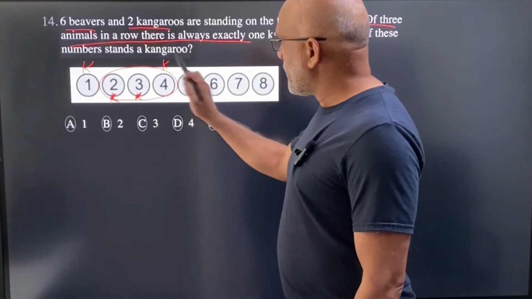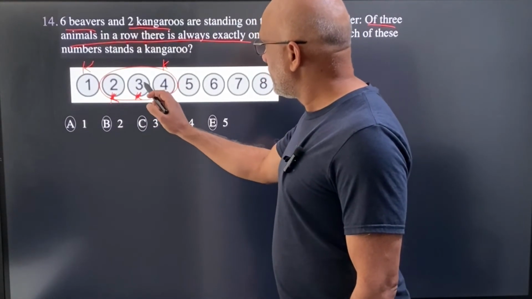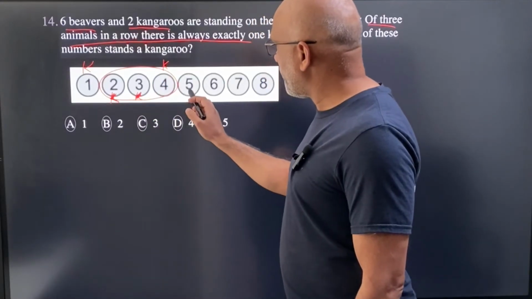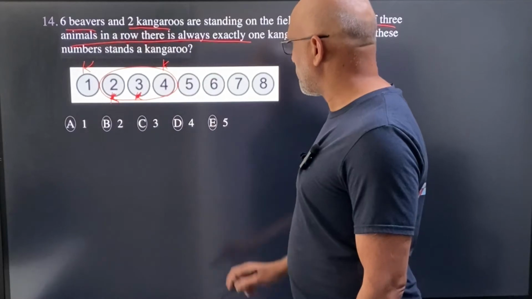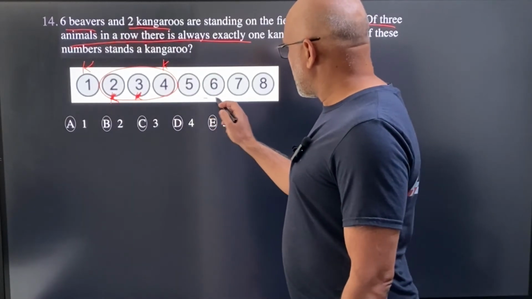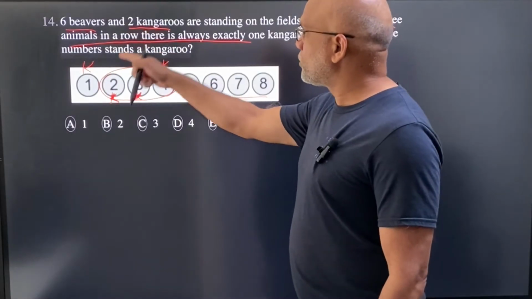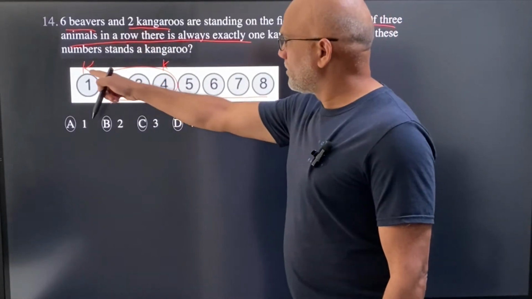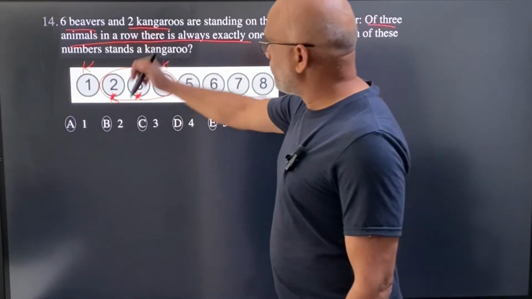Okay. So if I put the kangaroo there, it covers for 2, 3 and 4. There is 1 kangaroo. 3, 4 and 5 also there is 1 kangaroo. 4, 5 and 6 also there is 1 kangaroo. But 6, 7 and 8 there is no kangaroo and I cannot use more than 2 kangaroos, right? So putting 1 at 1 is not going to work.